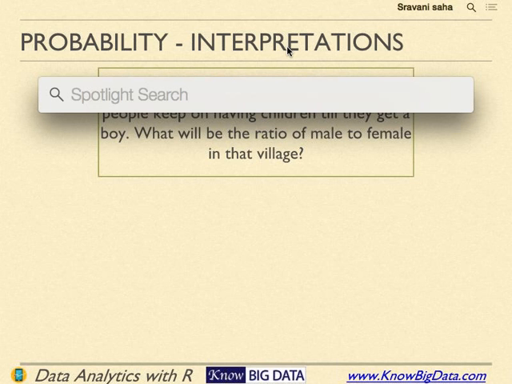Similarly, in this village, no matter what strategy they have to have children, they will always have an equal number of male and female. So, no matter what they do, there's an equal chance of a girl or a boy. I'll show you this. So let's say there is a person who had a boy.